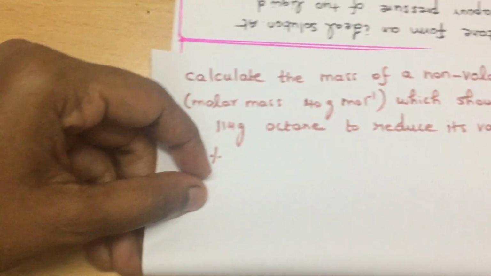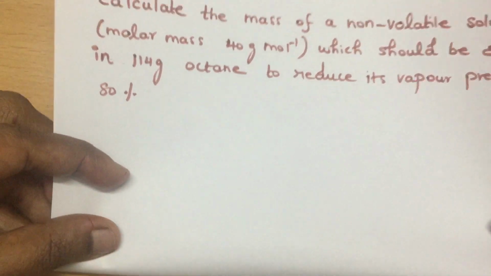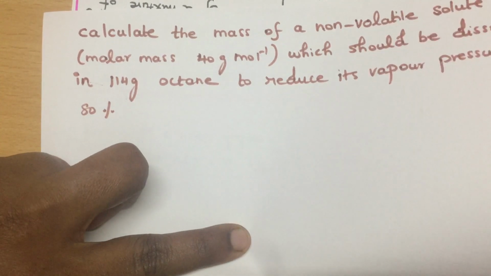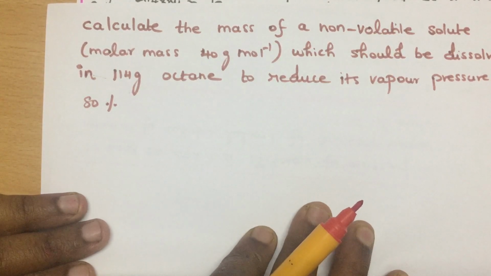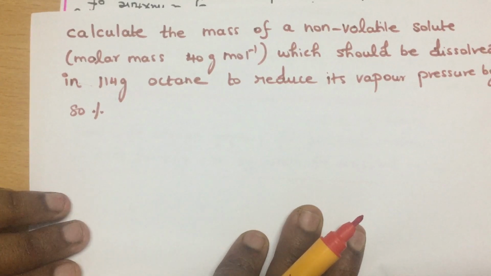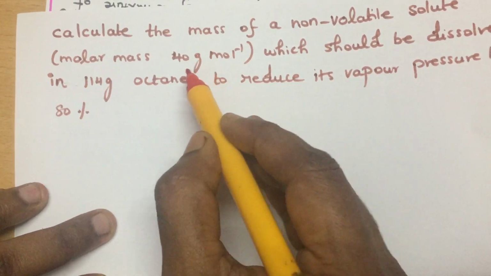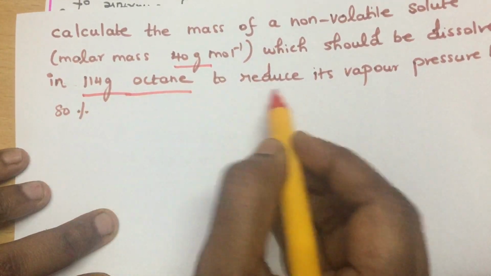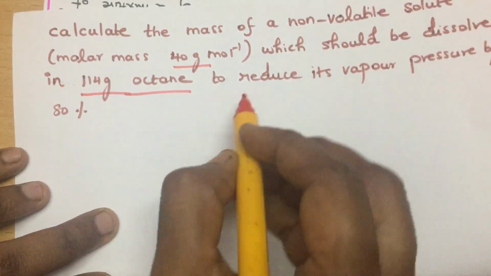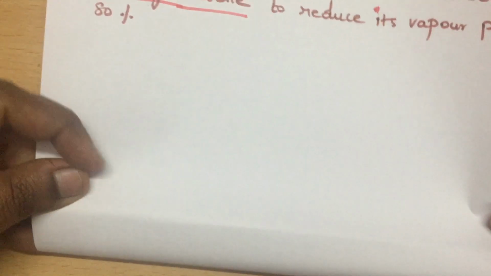And I will give you one sum for practice. Okay, so let's see. Calculate the mass of a non-volatile solute whose molar mass is 40 grams per mole, which should be dissolved in 114 grams of octane to reduce its vapor pressure to 80%. So read the problem carefully again. A non-volatile solute, only its molecular mass is given. 40 grams is dissolved in 114 grams of octane to reduce its vapor pressure. New vapor pressure is 80.